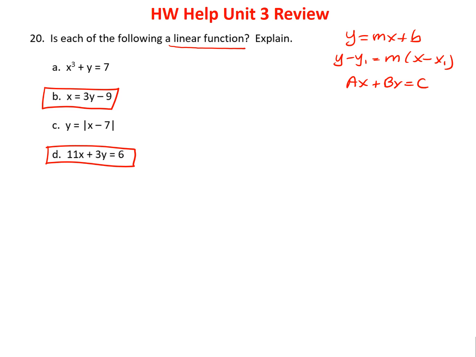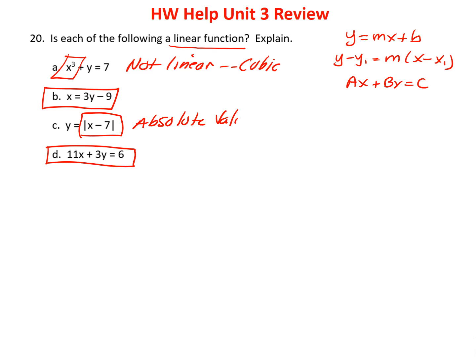When I look at the other ones, though, notice this x cubed. So that is not linear. Okay? Something we haven't really covered, but that's a cubic function. Cubic meaning x cubed. This one here, notice we have the absolute value bracket. So that's absolute value. So that is not either. So the yeses are B and D.